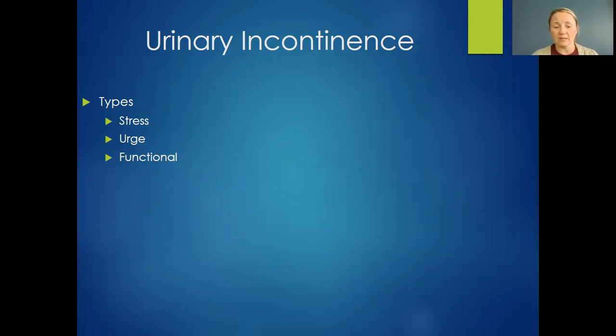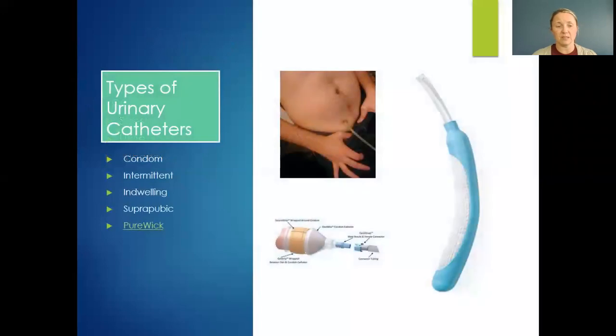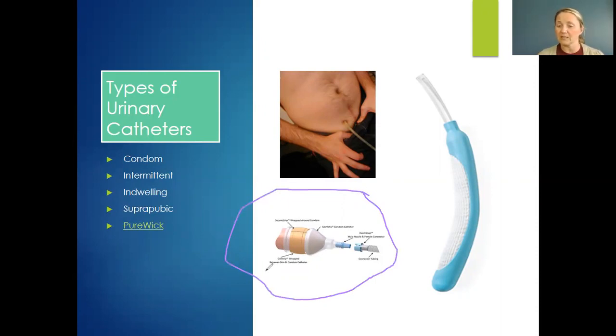So let's look at some urinary devices here. Condom catheters, and that's what we've got here. The condom catheter is placed over the penis and has a drainage tube that will be connected to the collection bag.